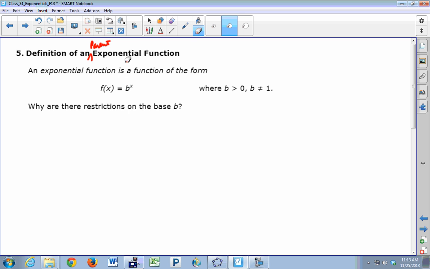Notice here in our parent exponential function, the coefficient out front of b to the x is 1. So when we define an exponential function, we say b has to be greater than 0. It can't be a negative value, and b cannot equal 1. And so why do we have these restrictions? Well, let's take a look at 1 to the x.